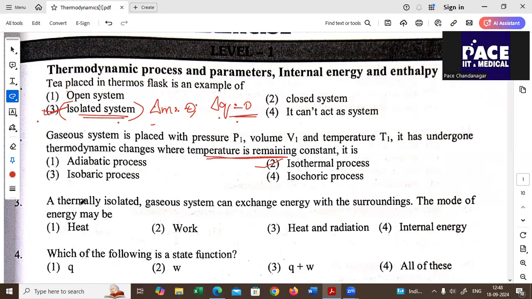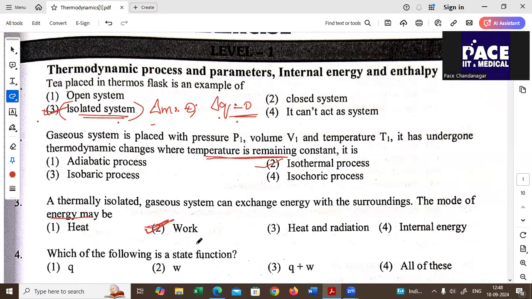Okay. Next, a thermally isolated gaseous system can exchange energy with the surroundings. It is exchanging energy. The mode of energy may be what? So the mode of energy may be your work, I would say. There is some energy exchange going on, which means work is done on the system, right? So work is the thing. Mode of energy is work, I would say.